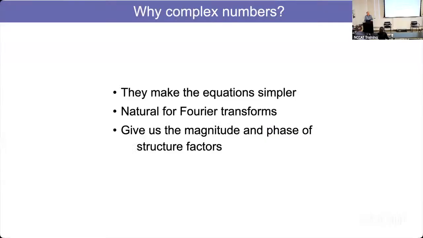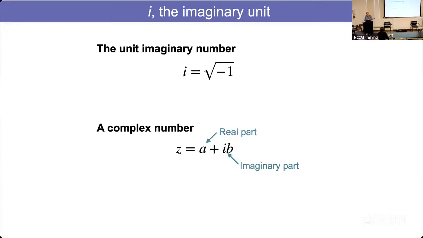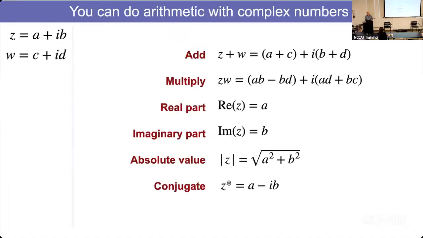So complex numbers, why do it? Well, the equations are simpler, and that's a big enough reason that everyone has adopted them for Fourier transforms. Complex numbers are based on having an imaginary unit that we call i, and a complex number has a real part and an imaginary part. You can do arithmetic, so you can add, multiply, and pick out the real part and the imaginary part. You can do something called the conjugate, which is kind of like a time reversal in quantum mechanics.